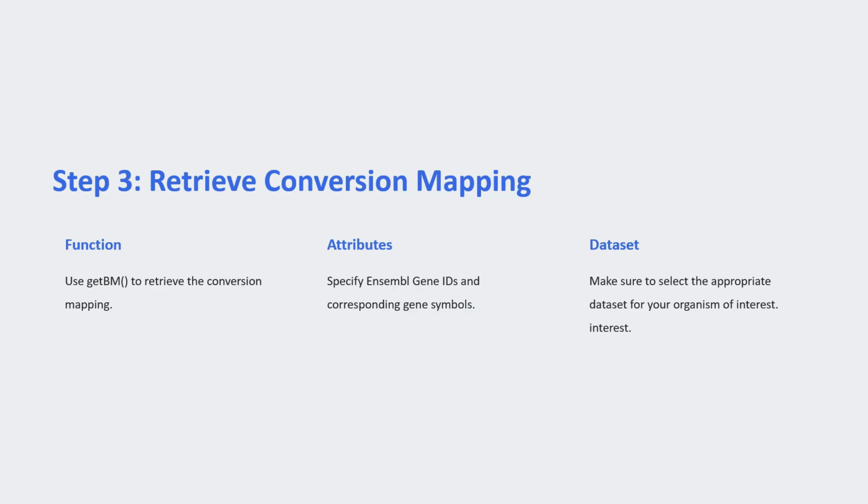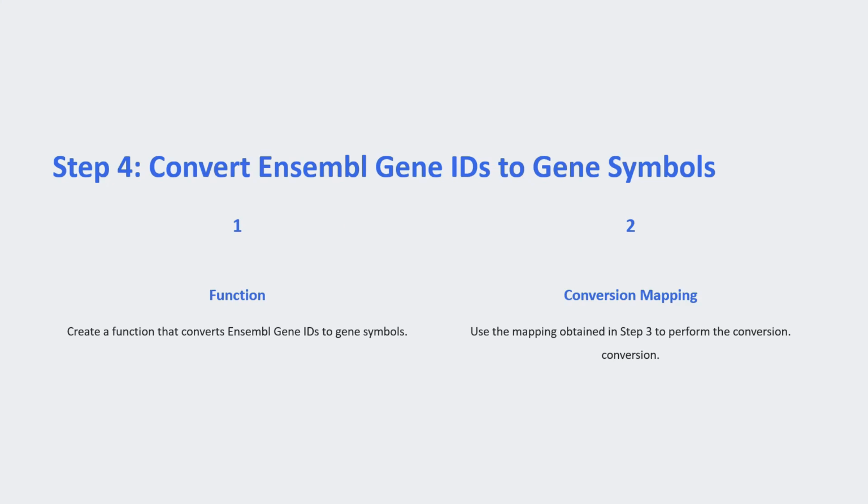And after that, we are going to retrieve the conversion mapping using getBM, and then specify the Ensembl IDs and corresponding gene symbols. We also have to make sure to select the appropriate dataset for the organism of interest. So moving on to step number 4, converting the Ensembl gene IDs to gene symbols. Create a function that converts the gene IDs to gene symbols, and use the mapping obtained from step 3 to perform the conversion of our gene IDs.